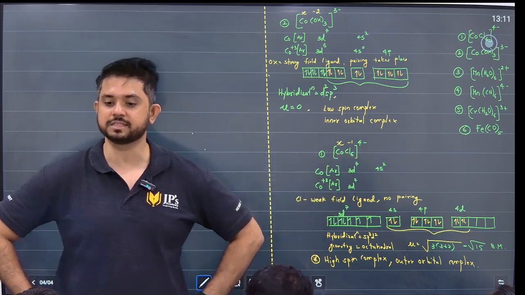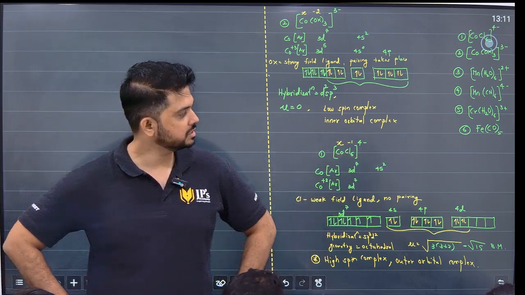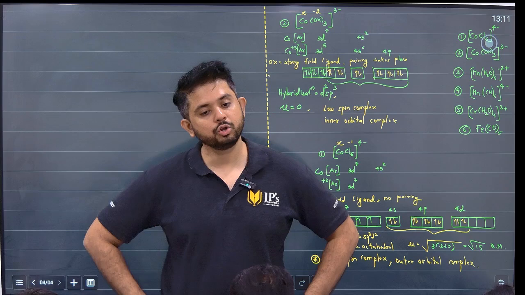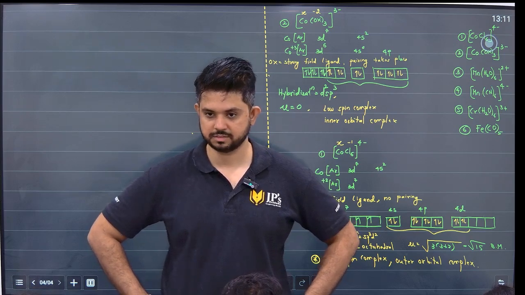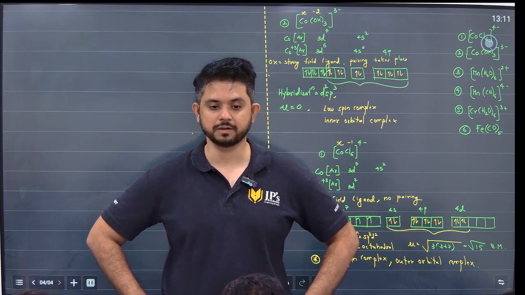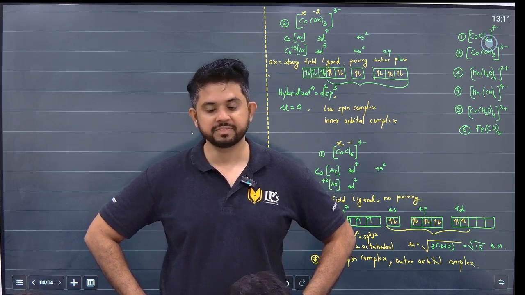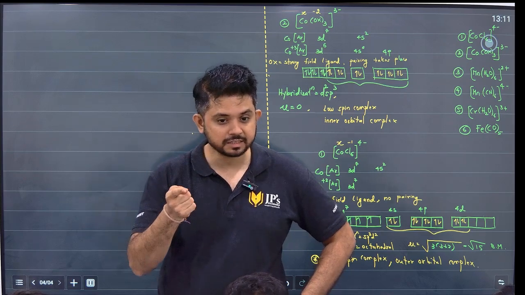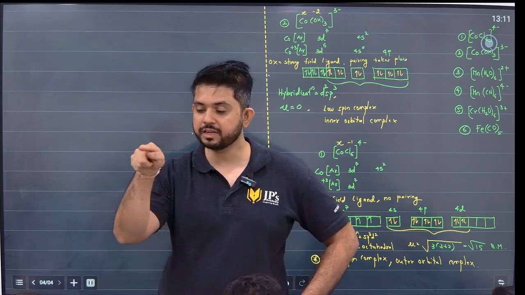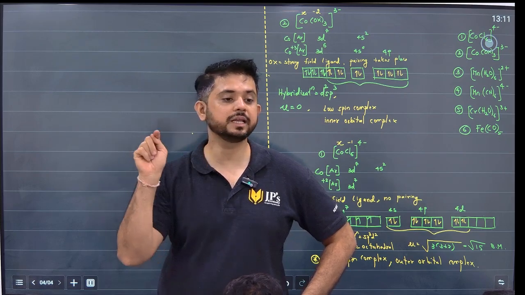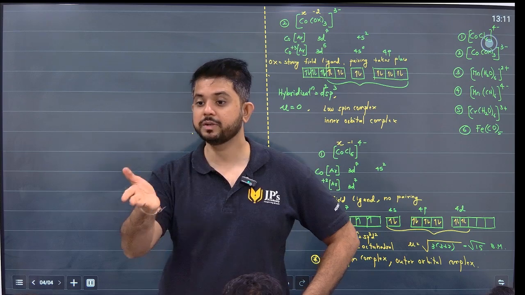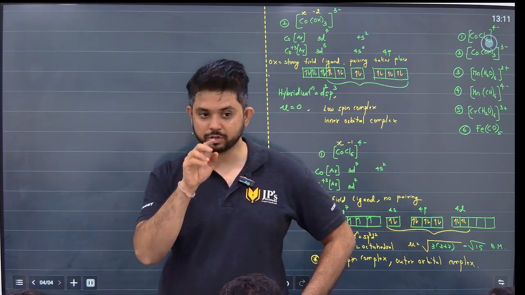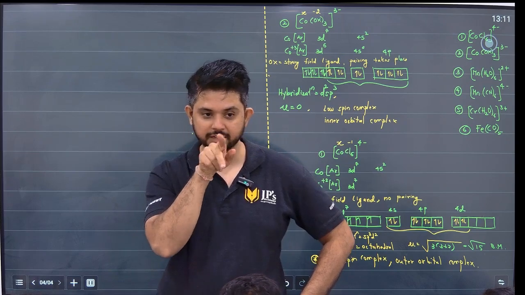Mn(CN)6 4-. Again, what's the charge on Mn? 2+. Electronic configuration: 3d5, 4s is 0. Same. But CN is a strong field ligand and hence pairing will take place. So what will now the configuration be? d2sp3. Why? Because of the d5, 2 will shift.